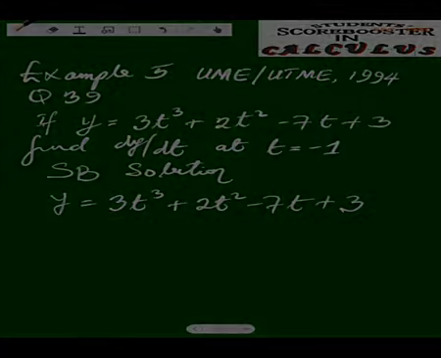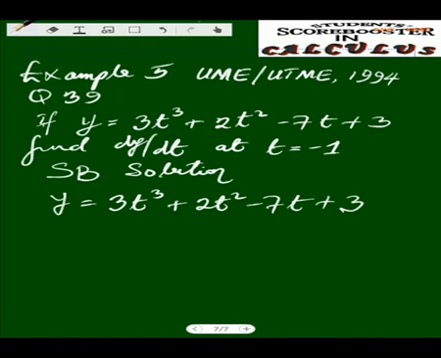So you have this question the way I have it here. Now dy/dt is going to be 3 times 3, which is 9, t to the 3 minus 1, which is 2, plus 2 times 2 is 4, t to the 2 minus 1 is what?